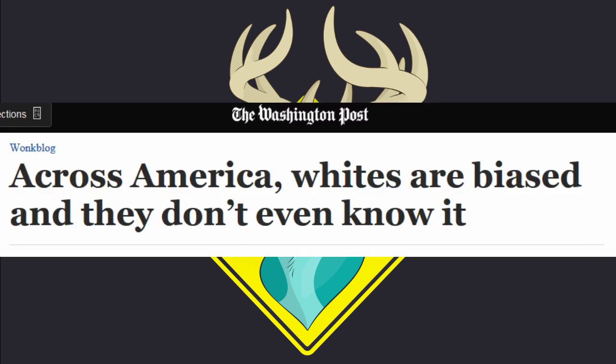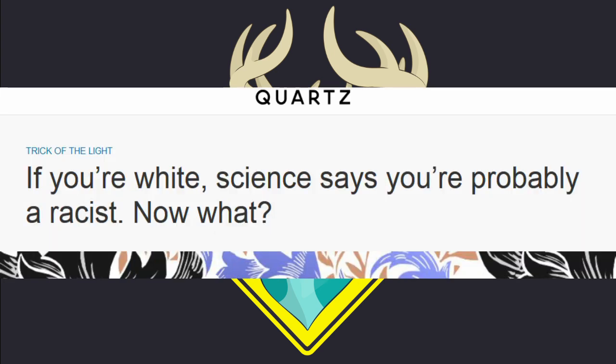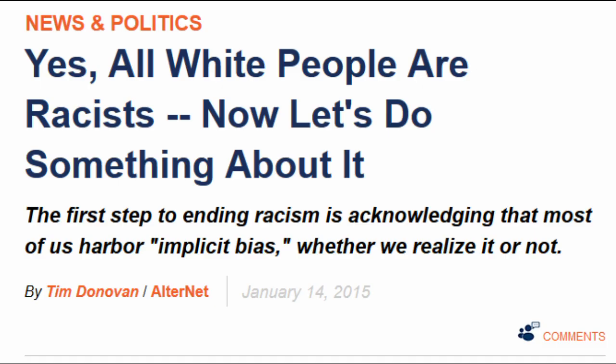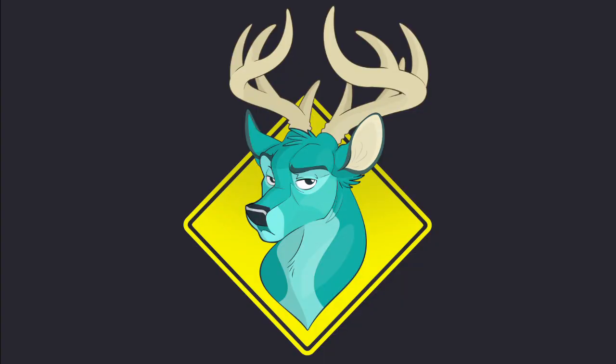"Across America, whites are biased, and they don't even know it," from the Washington Post. "If you're white, science says you're probably a racist. Now what?" From Quartz. "Yes, all white people are racists. Now let's do something about it," from alternet.org. Well, that escalated quickly, didn't it?